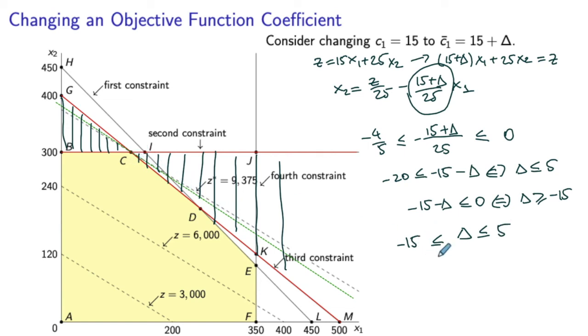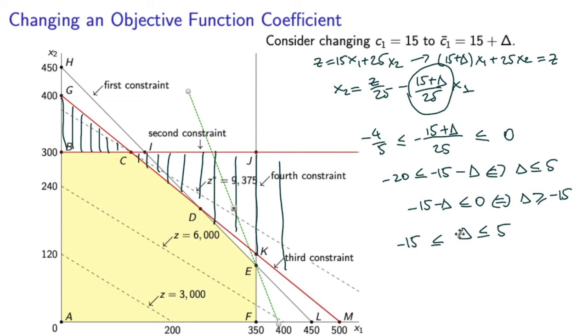Once we are outside of this range, the optimal point will move to another corner. We already saw that if delta is slightly greater than 5, then the optimal point is going to move from C to D. And then if we keep increasing the value of delta, then eventually the optimal solution is going to move to the point E. For example, if my isoprofit line is this steep, then the optimal solution is gonna move to E, right?